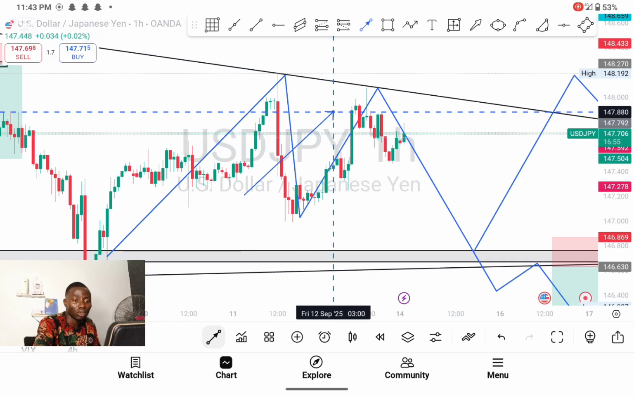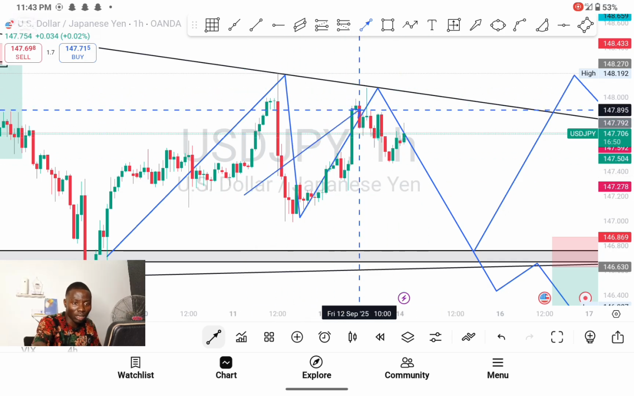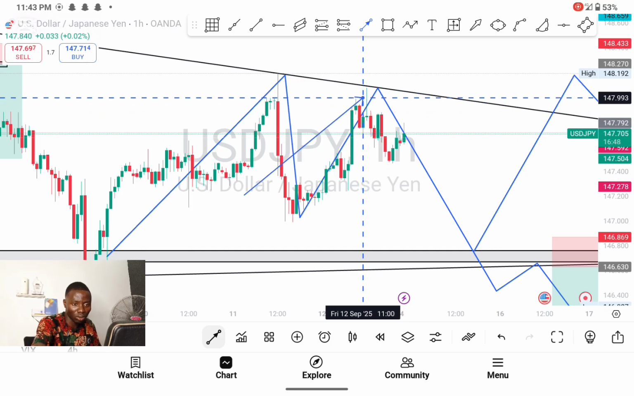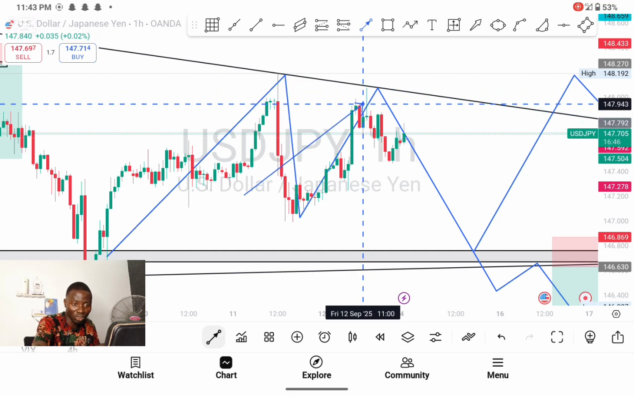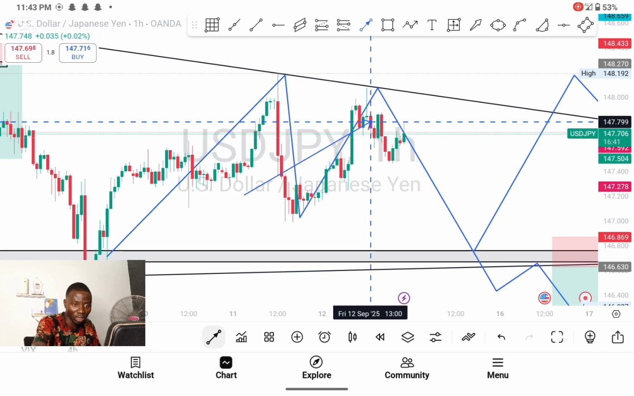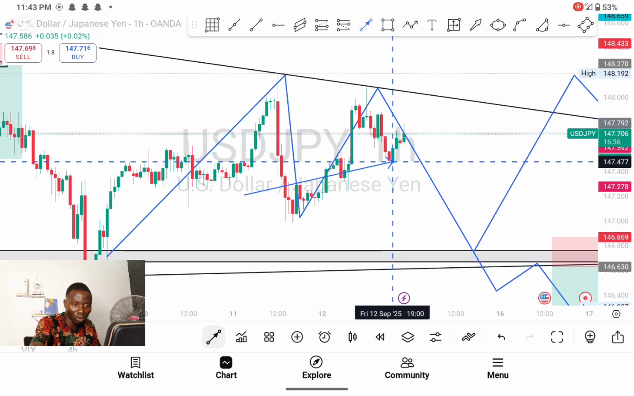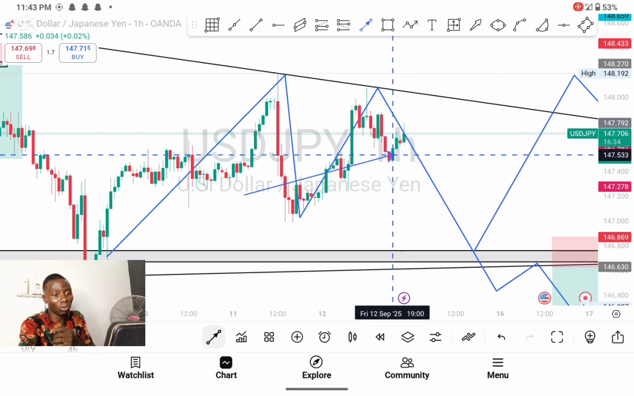Look at what I'm saying. This is a doji candle, and this one is pushing the chart down. This second candle gives a strong confirmation for sell. That was how it reached this level before heading up.